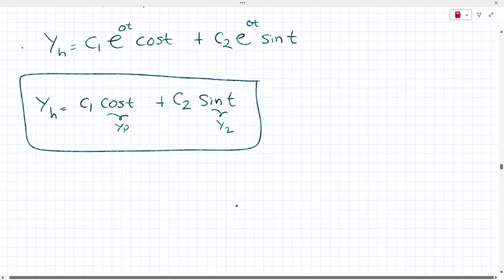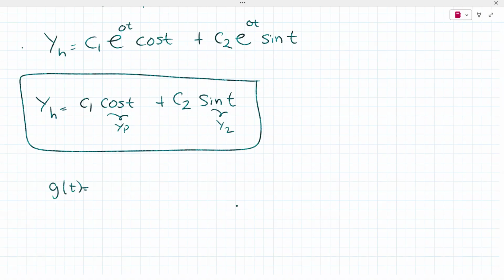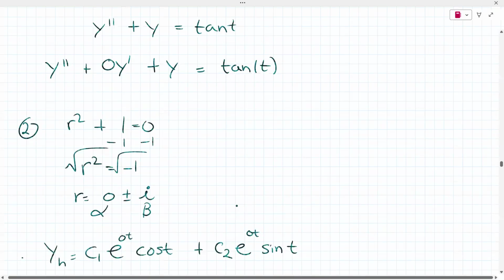So before we move on, let's review what our g of t, our y1 and y2 are. My g of t, because we're probably going to use it again, is, I believe, tan of t.